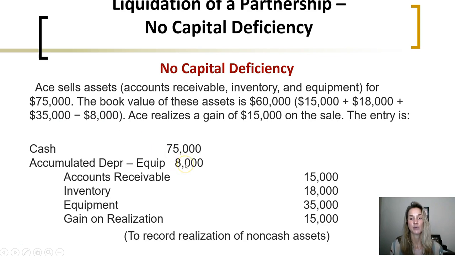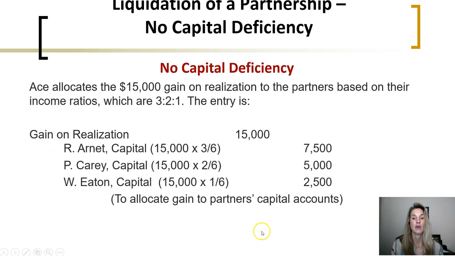The assets are all worth $60,000. They were sold for $75,000. There was a gain on the sale of the assets. It's called a realization because we actually sold the assets. That gain is then allocated to the partners based on their income ratios, which is 3, 2, and 1.